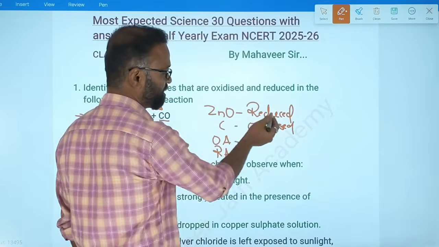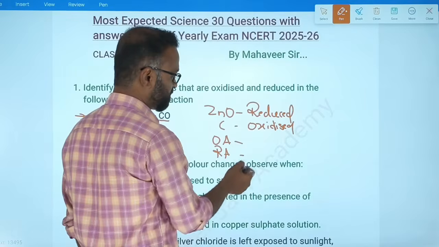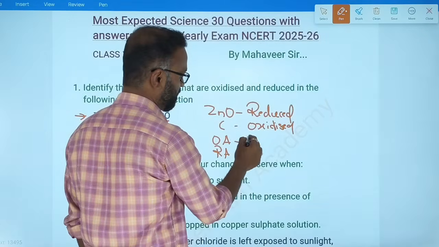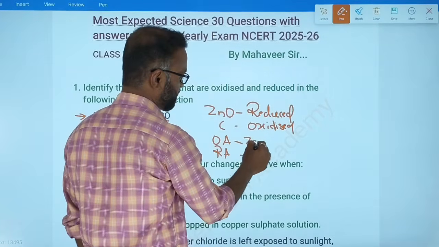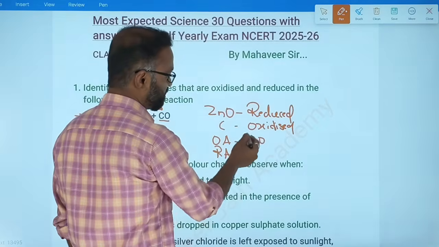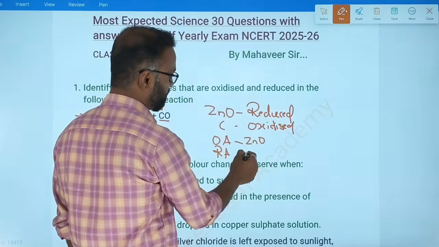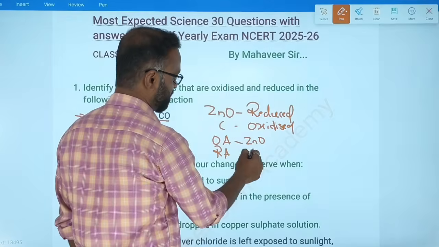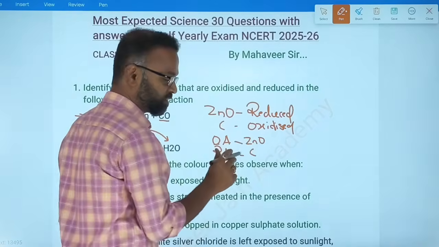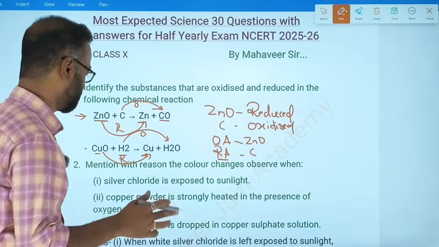In case they ask which is the oxidizing agent and which is the reducing agent, you write the opposite of that. Zinc oxide is reduced. That means zinc oxide is the oxidizing agent and the carbon is oxidized. It will become the reducing agent. Very simple method to understand.